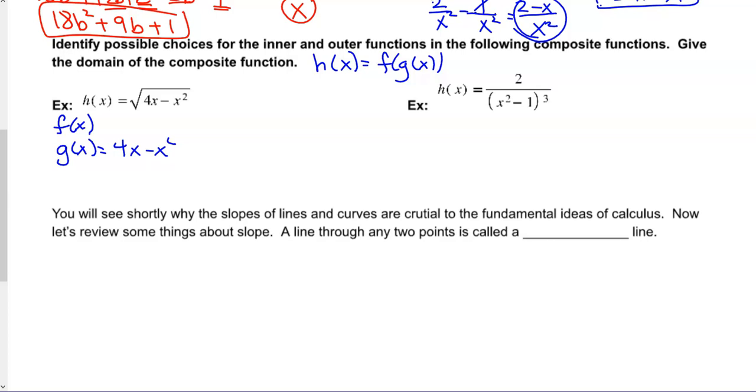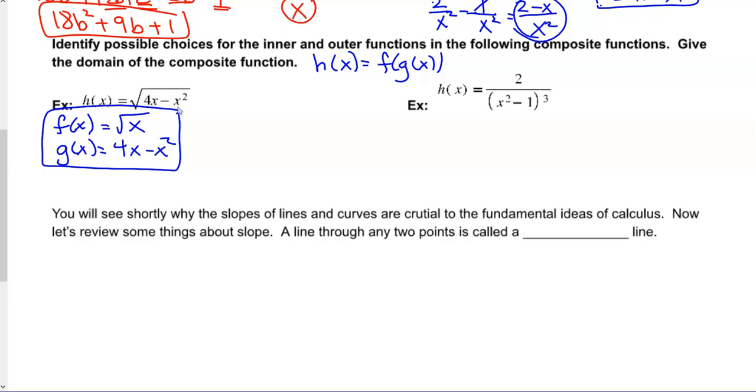Before we took the x out and put in the expression. Now I'm going to go reverse. Take the expression out and put in an x so I get the square root of x. So if you think about this 4x minus x squared, when I plug it in for x, I get exactly what I have here. Now, to figure out what is the domain of that function, you can look at either one of these. You can look at the h if you wanted to.